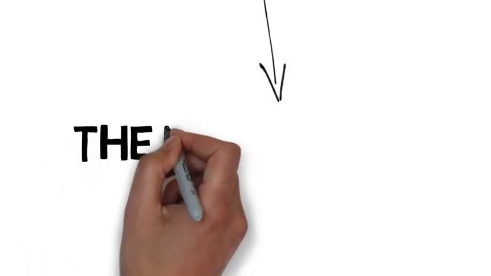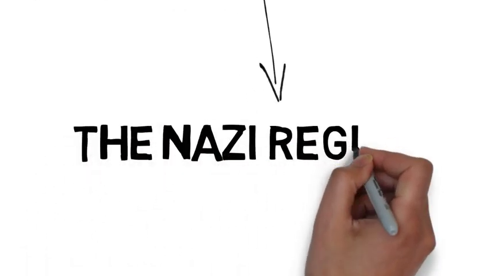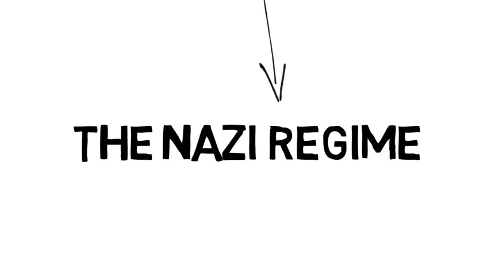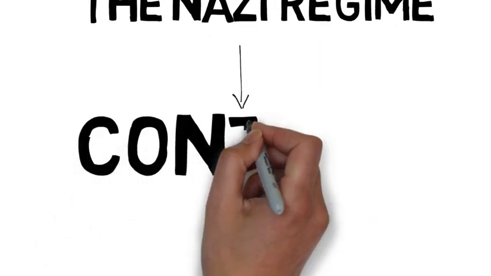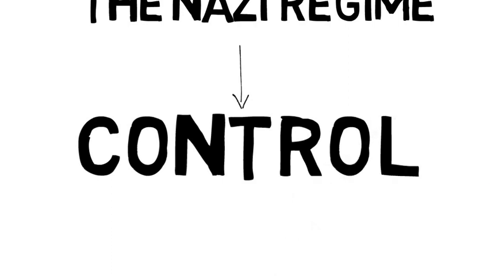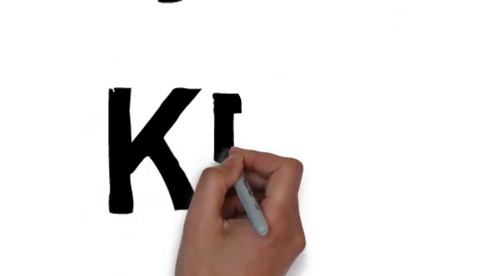And so now we move on to our third chapter, the Nazi regime. So we've seen the Weimar Republic, we've seen how Hitler comes to power. Now we see what life was like in the Nazi regime. And a huge part of the Nazi regime was all about control, about controlling the people in Germany. How do they do this?